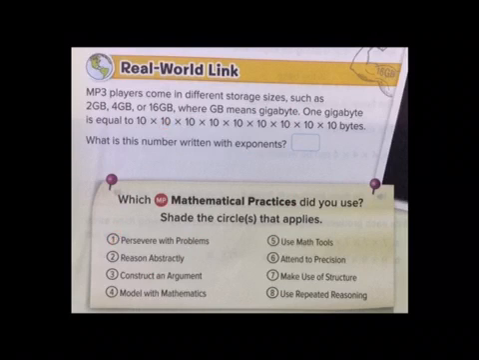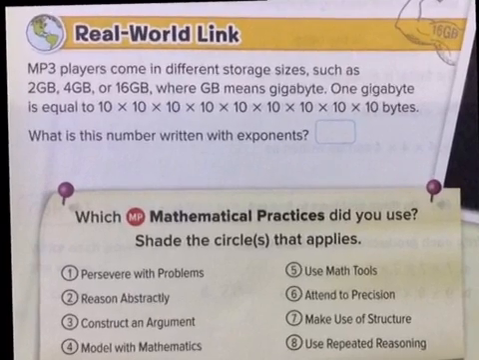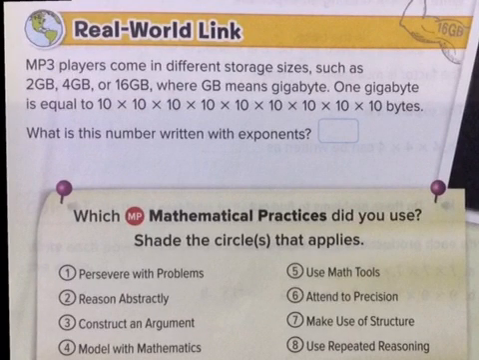Okay, now let's look at the real world connection. MP3 players, this is a music player, right? Like an iPod. MP3 players come in different storage sizes. You can get a gig and so on, 5 gigs. Some of them are 64 gigs, such as 2 gig, 4 gig, 16 gig, where gig or gigabyte means gigabyte. 1 gigabyte is equal to 10 times 10 times 10 times 10 times 10 times 10 times 10 times 10 times 10 bytes. Wow.